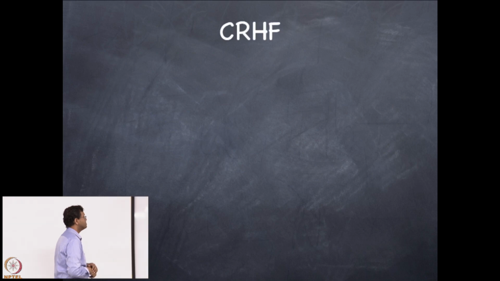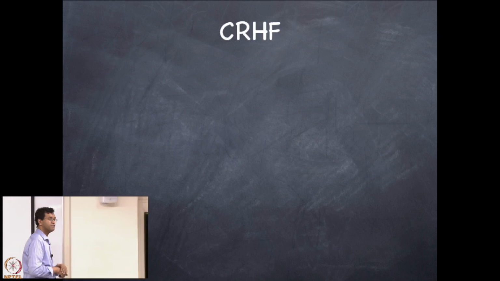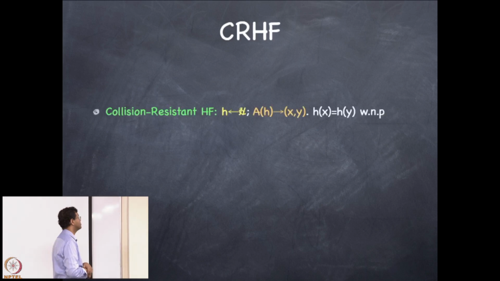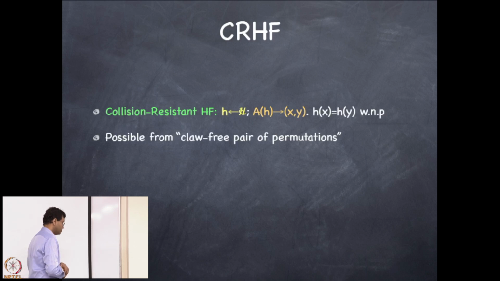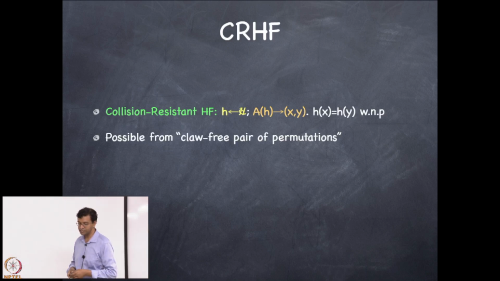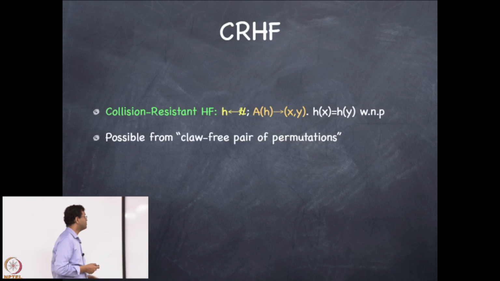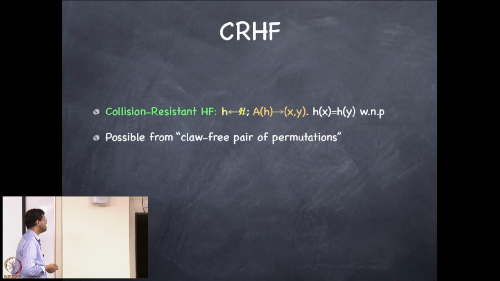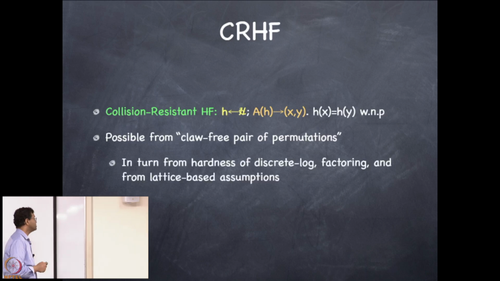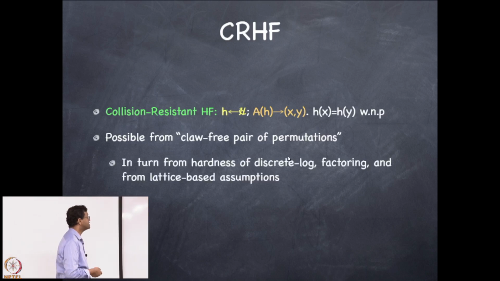I'm skipping some of the other flavors and just jumping to collision-resistant hash functions, which are the most popular ones. What do we know about constructing them? Well, we know we need computational hardness assumptions. Theoretically, they can be built from a few different assumptions, but one way of building them is from what I call claw-free pairs of permutations. It doesn't matter what they are. The important thing is that they in turn can be based on the hardness of a variety of problems.